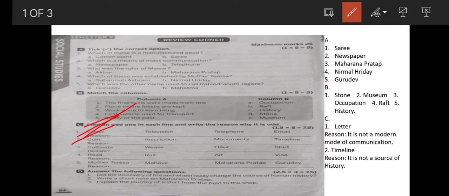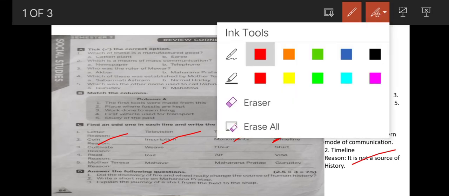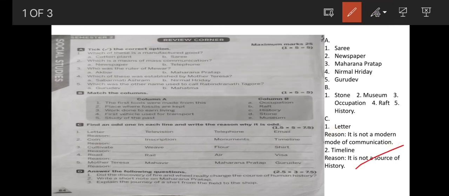2. Coin, inscription, monuments, timeline. Which is the odd one? Timeline. Circle timeline. Why? Because coin, inscription, monuments, through this we get information about whatever happened in the past, about the history. And timeline is not a source of history. Coin, inscription, monuments, it is a source of history. So write the reason in this way, that timeline is not a source of history. Timeline is a record of all the important events whatever happened in the past in sequence.